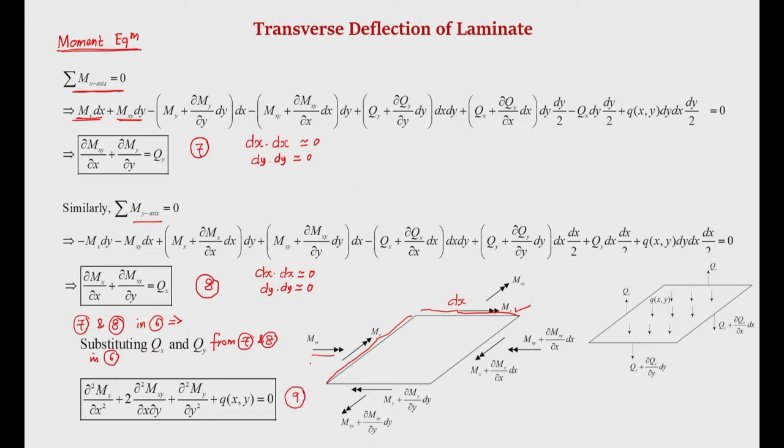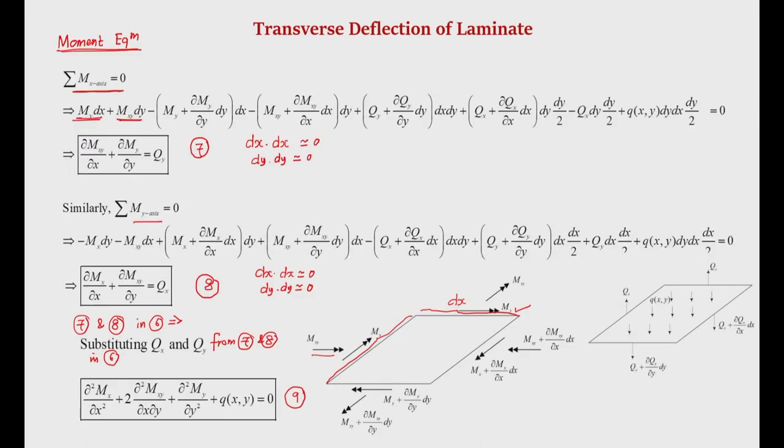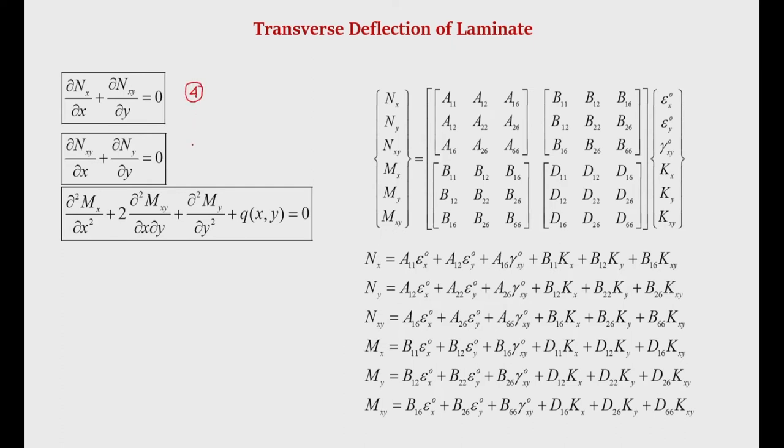So we get actually 3 equations. Let me see what the equation numbers were, 4, 5 and 9. So 4, 5 and 9 are the equations of equilibrium in terms of force and moment resultants.